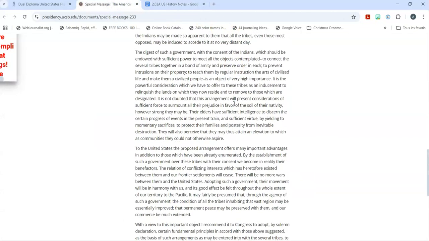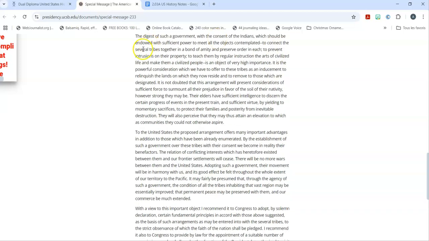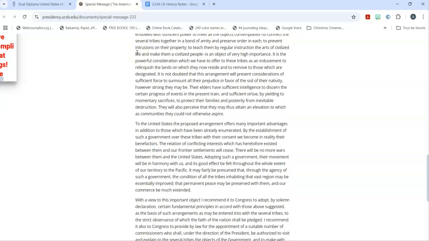The digest of such a government, with the consent of the Indians, which should be endowed with sufficient power to meet all the objects contemplated, to connect the several tribes together in a bond of amity and preserve order in each, to prevent intrusions on their property, to teach them by regular instruction the arts of civilized life and make them a civilized people, is an object of very high importance. It is the powerful consideration which we have to offer to these tribes as an inducement to relinquish the lands on which they now reside, and to remove to those which are designated.